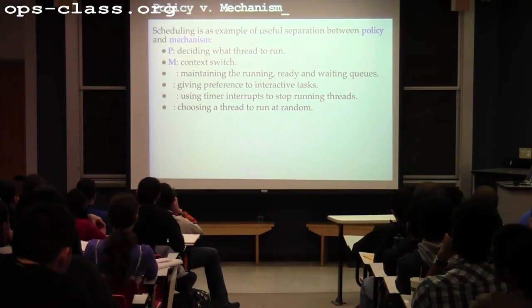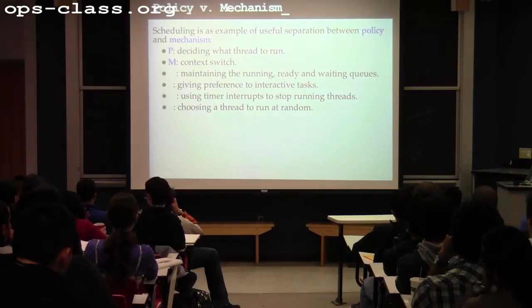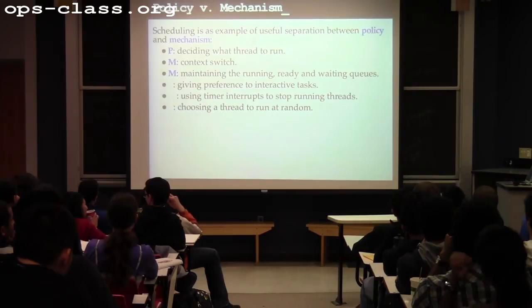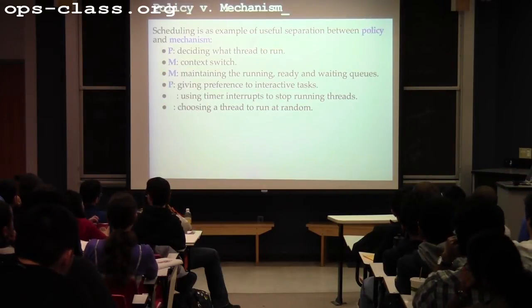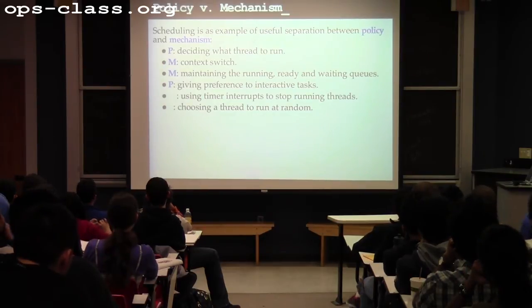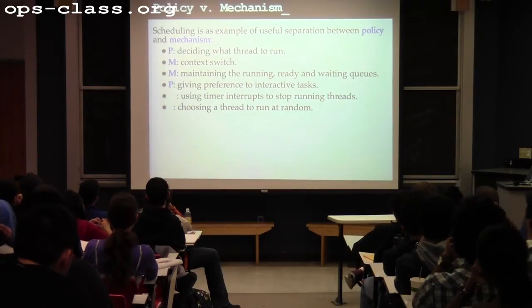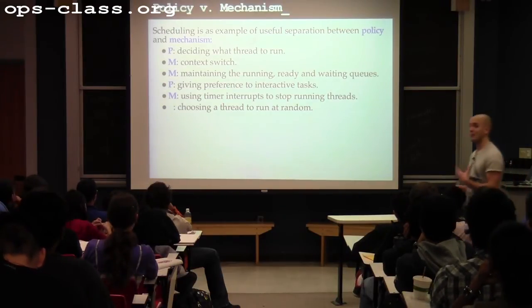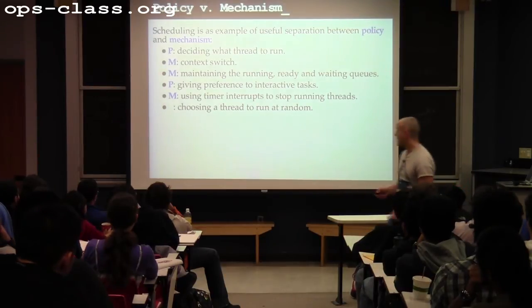What about maintaining the running, ready, and waiting queues? Would that be a policy or a mechanism? Yeah, that's a mechanism. What about if I had a scheduler that tried to give priority to interactive tasks? It's a policy. So the process of using a timer interrupt to stop a running task, that would be what? Mechanism. And if I implemented my scheduler by choosing a thread to run at random, that would be an example of a what? Policy.